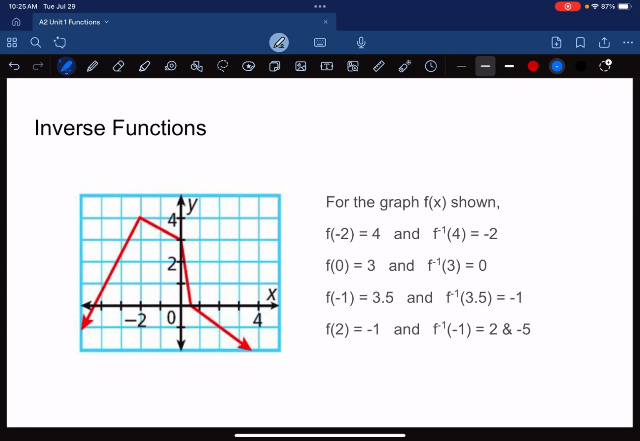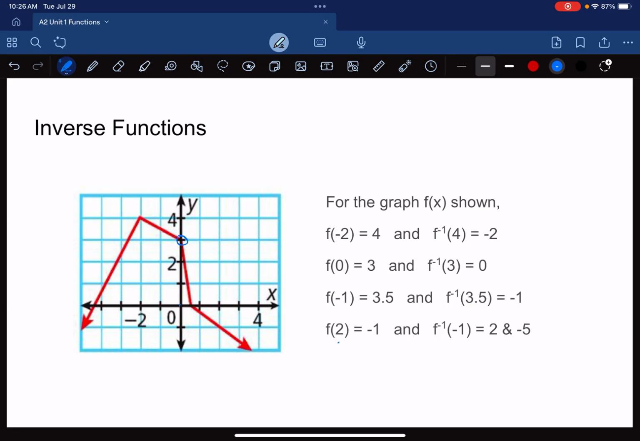So for example, if f of negative 2 on the graph is 4, and it is, then we would say that f inverse of 4 is negative 2. It just works its way back from the output to the corresponding input. So f of 0 is 3. So if you go to 0 on the graph and go up, you're going to see the y value is 3. Well, then f inverse of 3 would just be 0. It just takes us back to the input. So f of negative 1 is 3.5, and then f inverse of 3.5 would be negative 1.